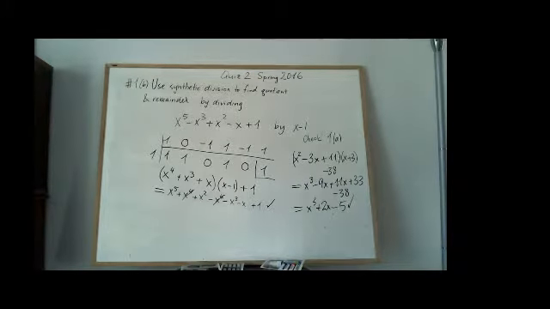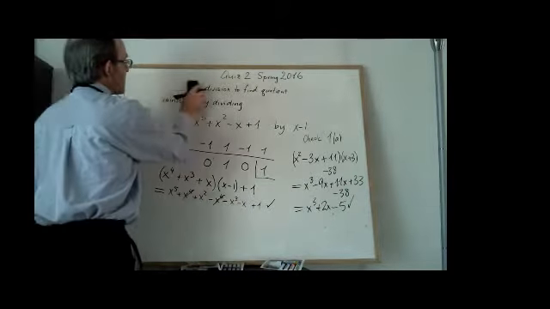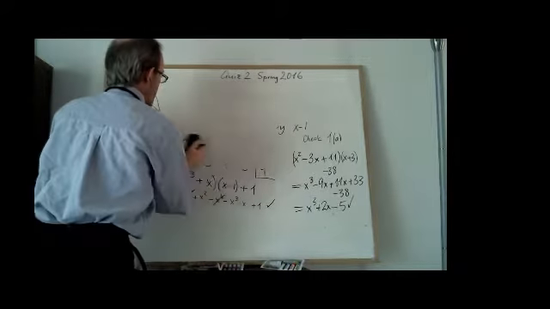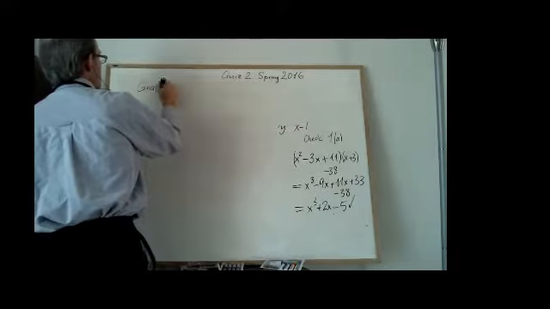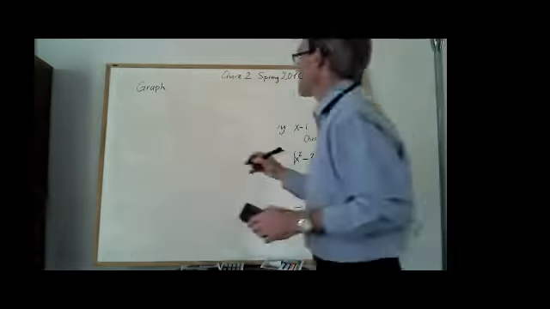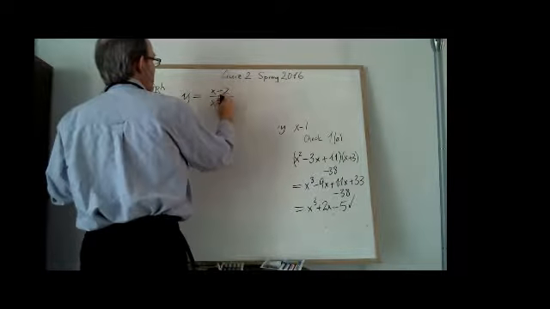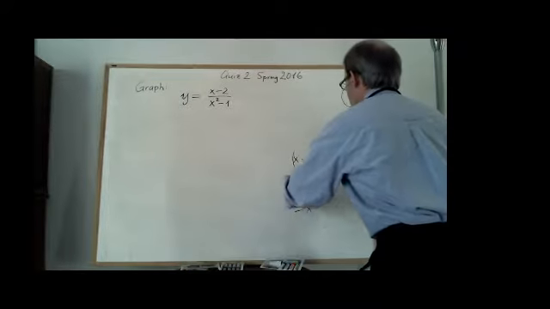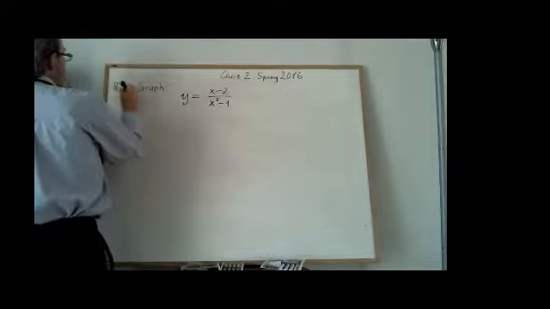So this was a bit of a shorter quiz, but anyway, the final question was to graph a rational function. So it was y equals x minus 2 over x squared minus 1. This was question 2.